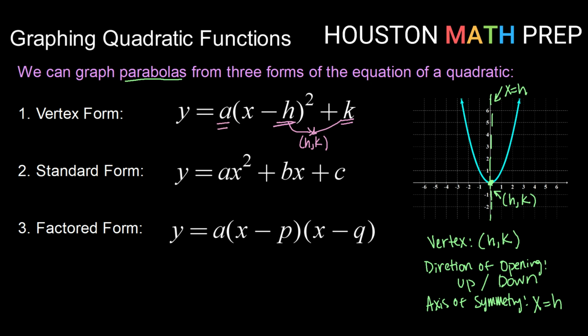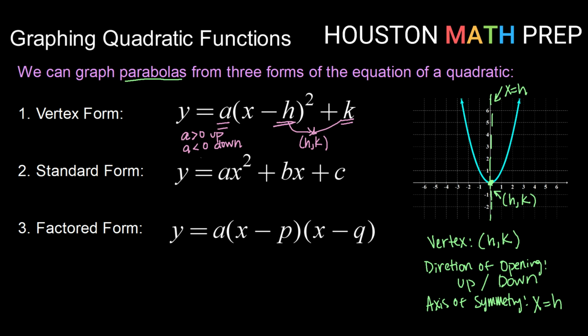And then a is going to tell us our direction of opening. So if a is positive, then we're going to open up. If a is negative, then we've had a vertical reflection and we're going to open down. So from vertex form, we can see everything we need. It's pretty quick and easy.